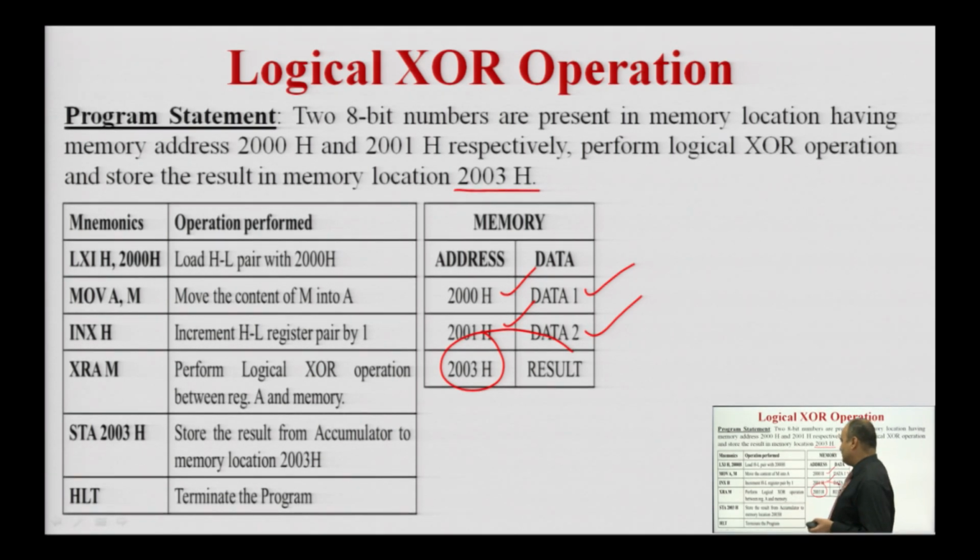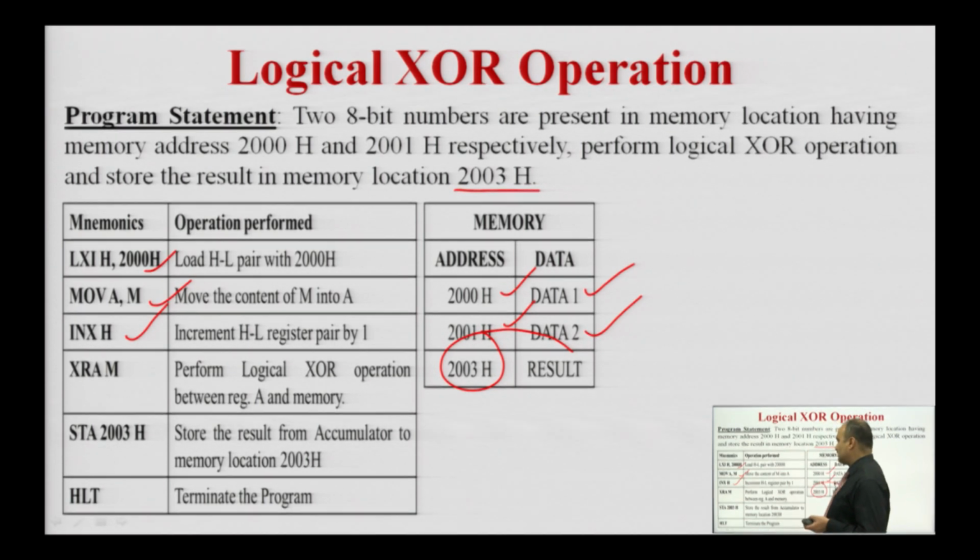Here again we use the instruction LXI H 2000H to initialize the HL register pair with 2000H. 2000H is nothing but the address of the memory where data 1 is present. Then use the instruction MOV A, M. This instruction will copy the content of the memory location having address 2000H, which is data 1, into the accumulator. Then increment the HL register pair to point to the next memory location having address 2001H, where data 2 is present.